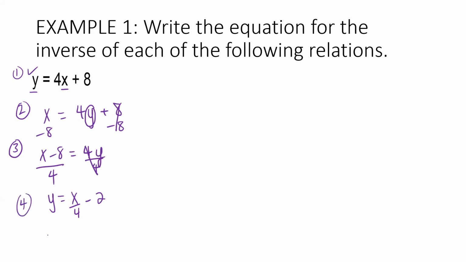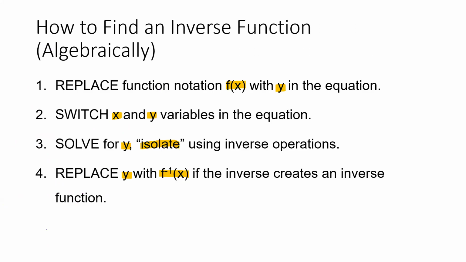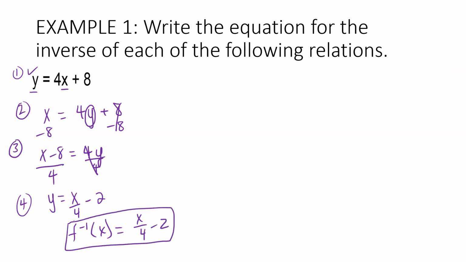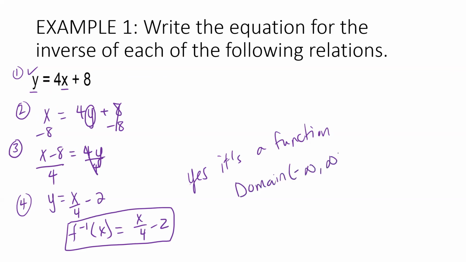Once y is by itself, we're now going to change our y to the inverse. So that's going to become the inverse of x equals x over 4 minus 2. And that is our inverse. Our inverse is a function. Yes, it's a function. And the domain of this function, since it's linear, is going to be from negative infinity to positive infinity.